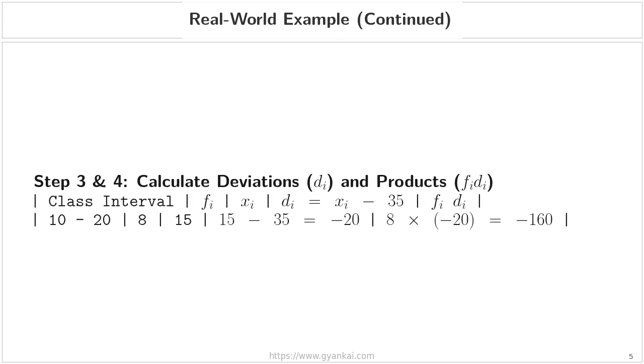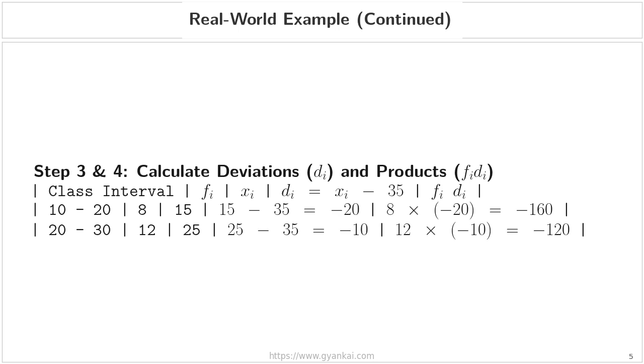Let's walk through the rows together. For the first interval, 10 to 20, our class mark is 15. When we subtract 35 from 15, we get a deviation of negative 20. For the first row, 8 times negative 20 gives us negative 160. Next, for the 20 to 30 interval, our class mark is 25. Subtracting 35 gives us a deviation of negative 10. For the second, 12 times negative 10 results in negative 120.